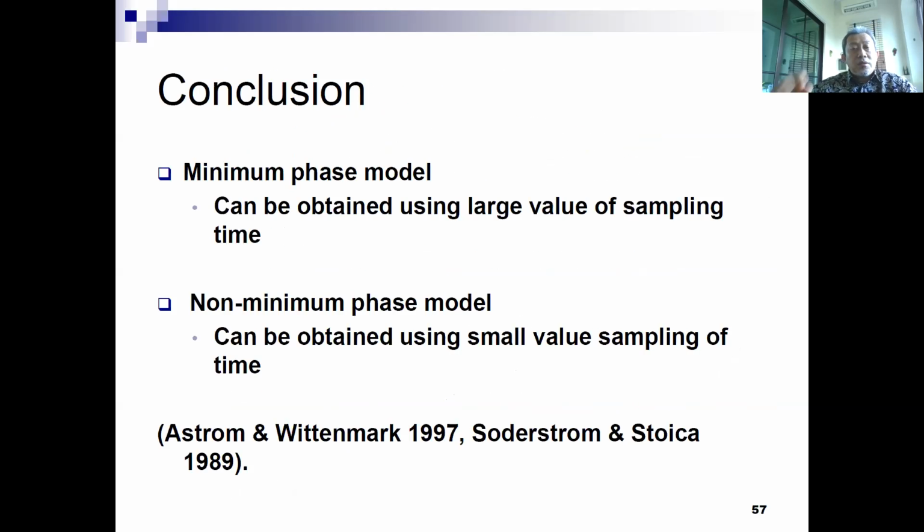So as conclusions, it is true that a minimum phase model can be obtained using a large value of sampling time. A non-minimum phase model can be obtained using a small value of sampling time. Okay, so now we go to the MATLAB.